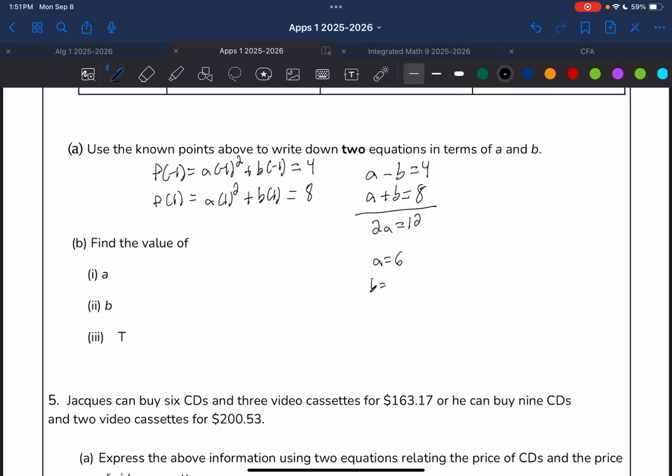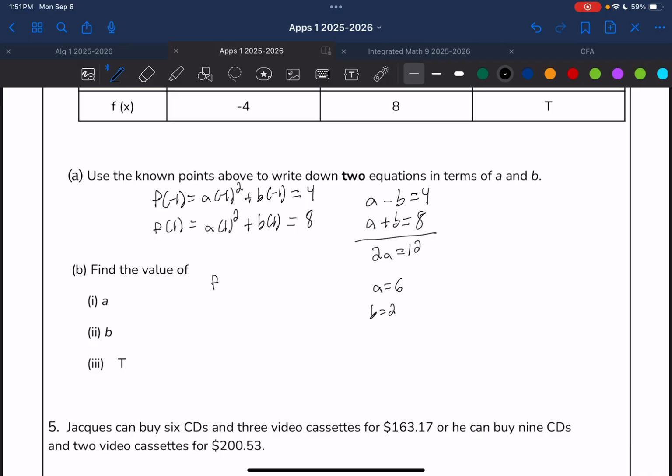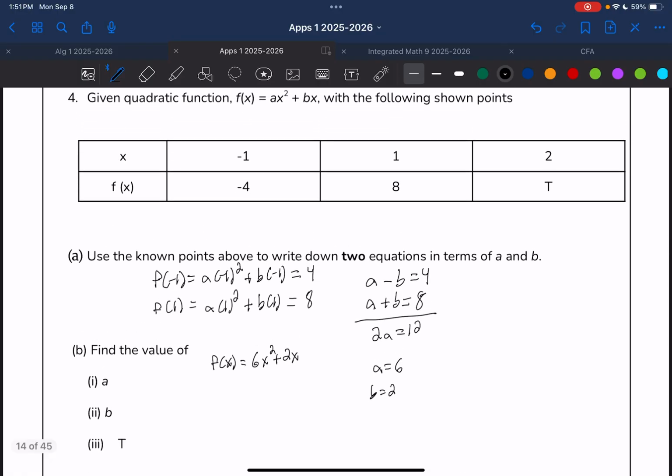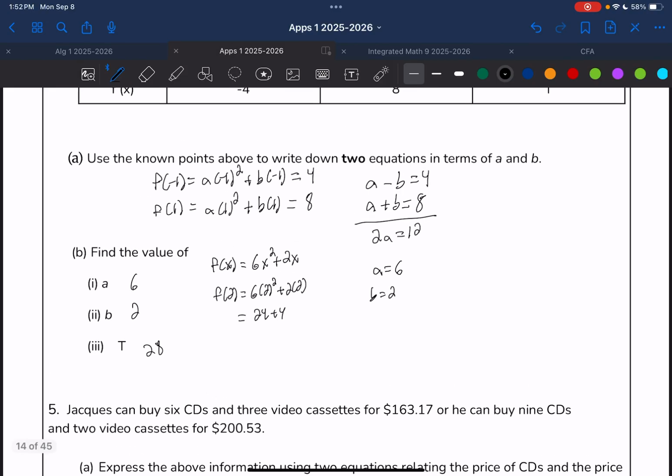And if a is equal to 6, then a plus b being 8 means that b has to be equal to 2. And if a is 6 and b is 2, then that means that my equation f of x is equal to 6x squared plus 2x. And that means that f of 2 is equal to t. So f of 2 is equal to 6 times 2 squared plus 2 times 2. That's going to be equal to 6 times 4, which is 24, plus 4, t would be 28.